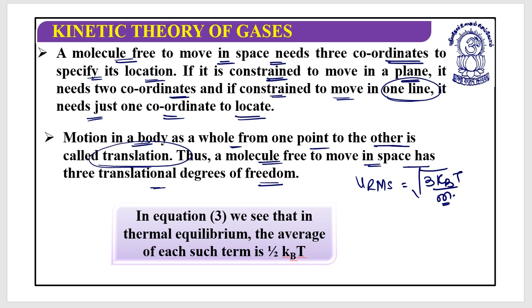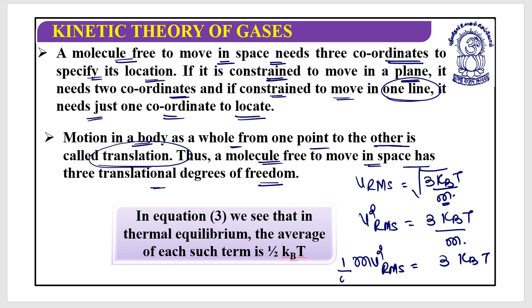I have used small m, that's why I can use the kB. Otherwise it was under root of 3RT by M. Yes, so this v square rms is equal to 3 kBT by m. I hope this is clear. Yes, so this is m into v square rms is equal to 3 kBT, and if I divide this by 2 on both sides, this half m v square rms is equal to 3 by 2 kBT.